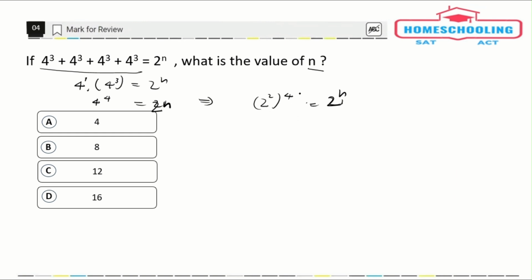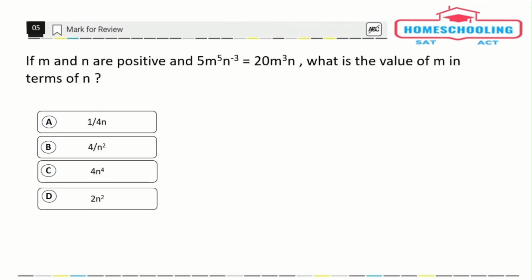So now we are going to use the power of power rule. So a to the power m, whole to the power n, is equal to a to the power m into n. So this is going to be 2 to the power 2 into 4, that is 2 to the power 8, and 2 to the power n. So as the bases are the same, their exponents can be equated. So 8 is equal to n. So this is your answer. Option B is your correct answer. Now moving to the next question.